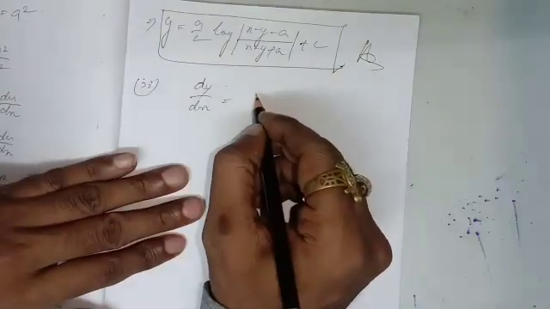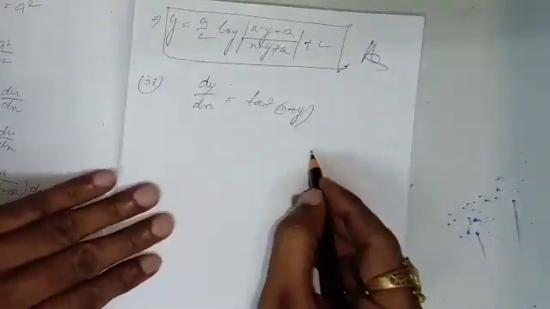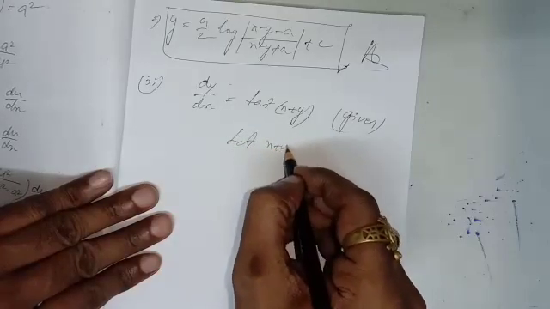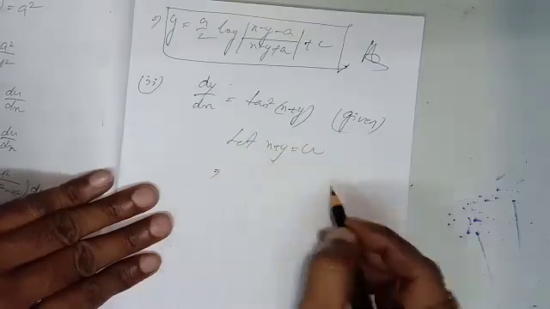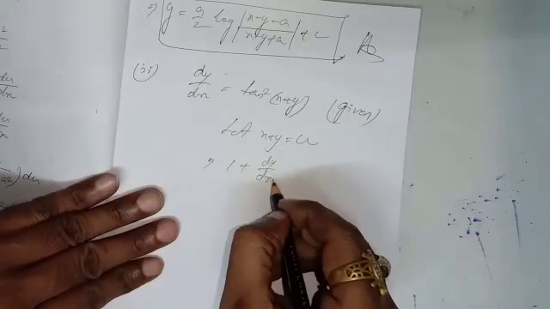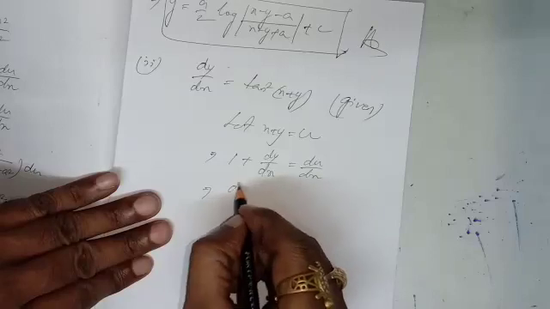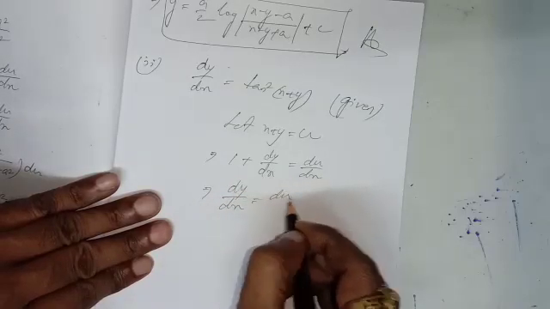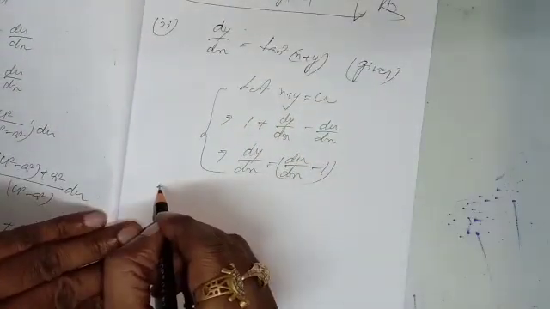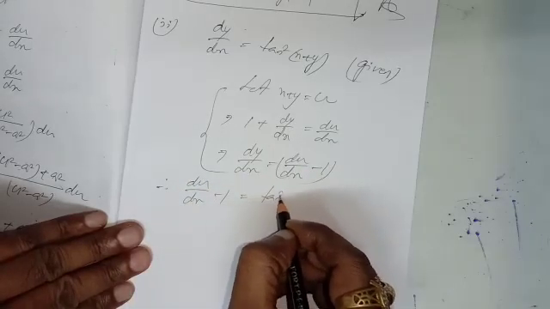Number 2 second part, it is given dy by dx is equal to tan square (x plus y). It is given. You have to solve the differential equation. Let x plus y is equal to u. Now differentiating both sides with respect to x, 1 plus dy by dx is equal to du by dx. Now dy by dx will be how much? dy by dx is equal to du by dx minus 1. Now put the value of dy by dx as du by dx minus 1 is equal to tan square u.